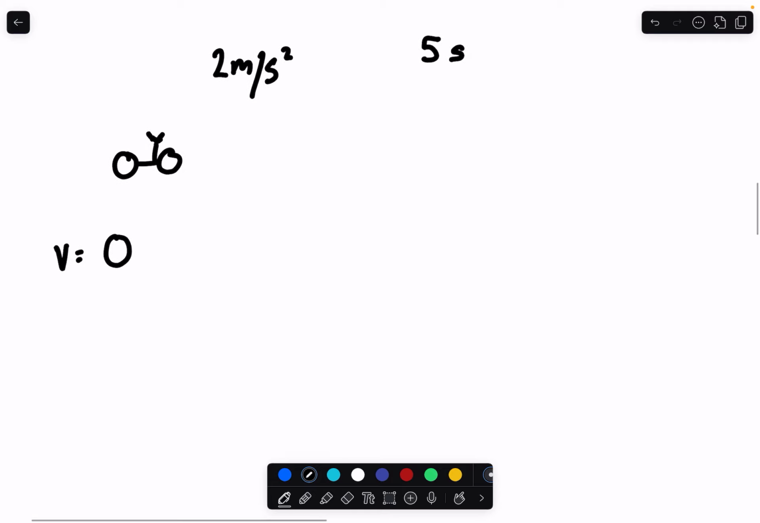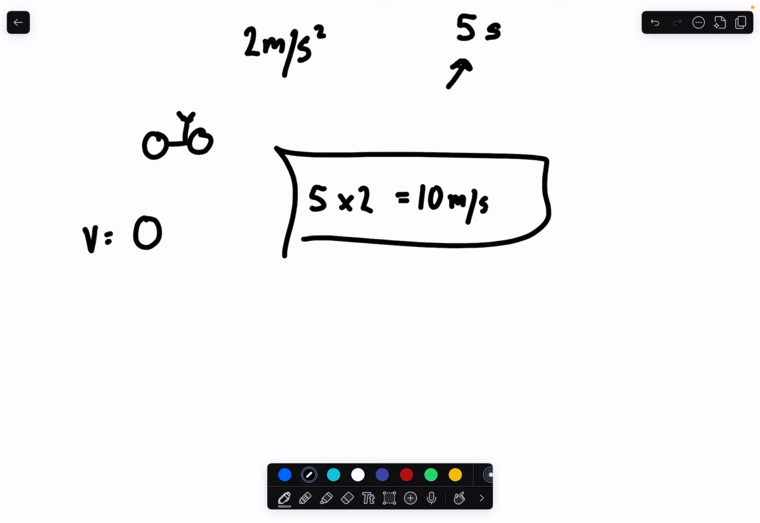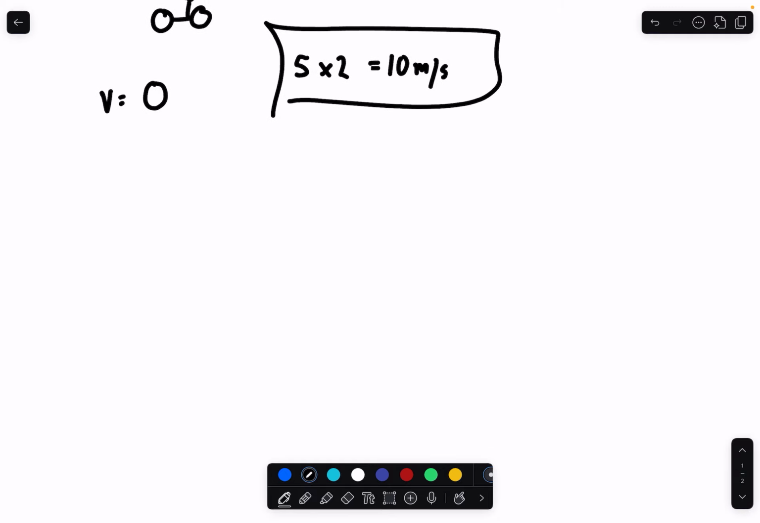So we can use formulas, or we can just think about this a little bit. If we gain 2 meters per second of speed every second, and we've been doing it for 5 seconds, then it makes sense that we can just say 5 times 2 is 10 meters per second, which is our final velocity here. And now we're going to ask one last question about this, and this is how we're going to introduce a couple of the formulas.